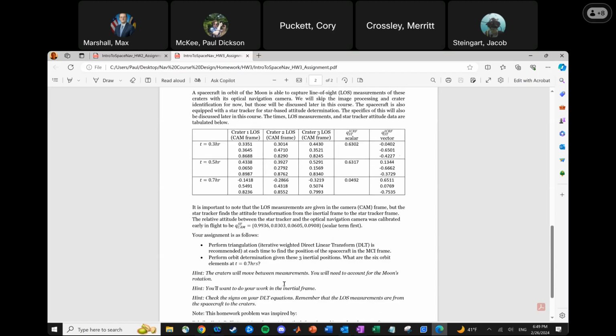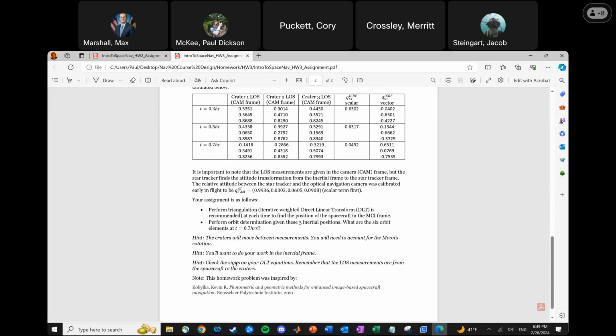You'll want to do all your work in the inertial frame, so do your best to get into the inertial frame. Be careful of the signs of your direct linear transform equations. Also, I should mention that this homework problem is chapter 3 of Kevin Kabilka's dissertation, who's an RPI student currently working at NASA. We might hear from him at a guest lecture if there's time later this semester. He's a fellow John Christian PhD student, and this was part of his dissertation. I would be plagiarizing if I weren't citing it right here. So thanks to Dr. Kabilka.